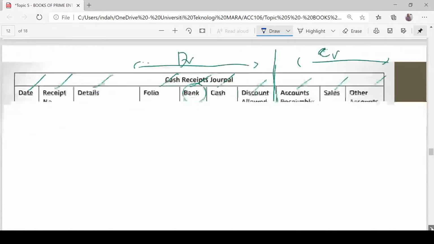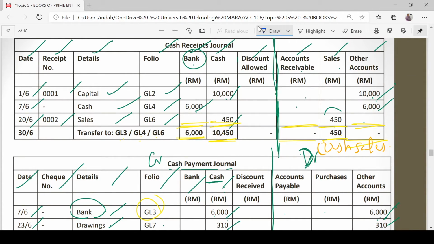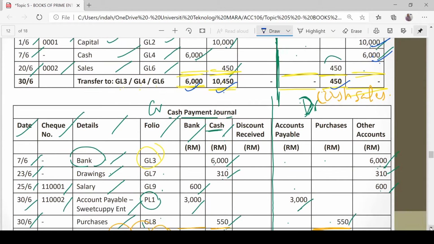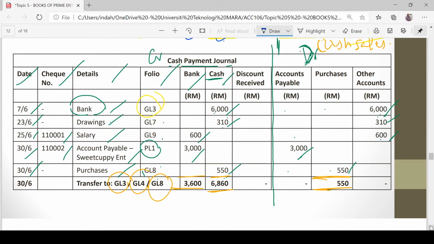Then we are going to look at the cash receipt journal. We are going to transfer this amount, and all accounts that we put here as other accounts, this one and this one. So we are going to look at 1, 2, 3, 4, 5 ledgers. This is to update bank. How do we update the bank account? I'm going to look also at the cash payment journal. We have here bank and cash, same code.